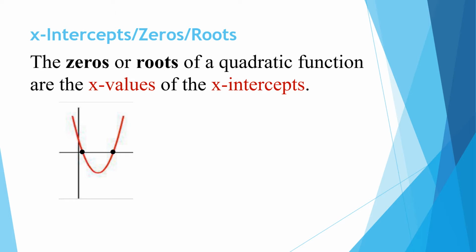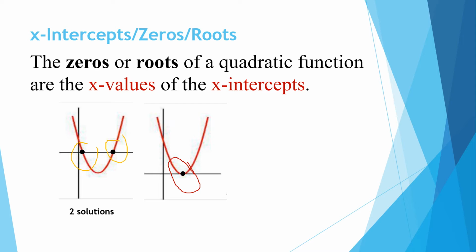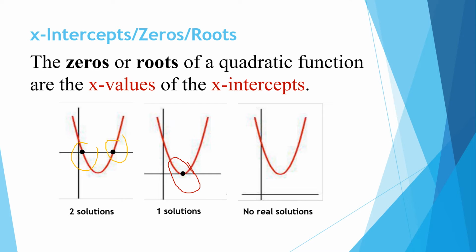So basically, the x-intercepts are where the graph crosses the x-axis, and would be known as your x-intercepts or the zeros or the roots. And in this case, there are two roots or two solutions. Here's another graph where there is only one x-intercept. And then the last one, this time, the graph does not even intersect the x-axis, so therefore there are no real solutions or no real roots.